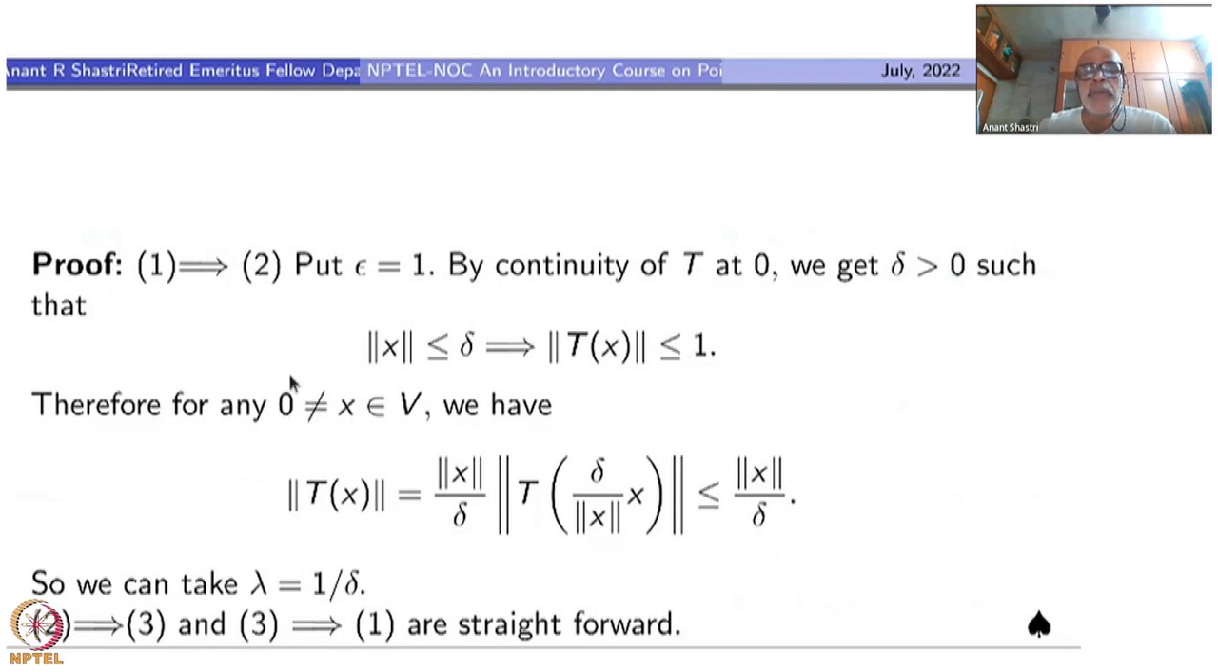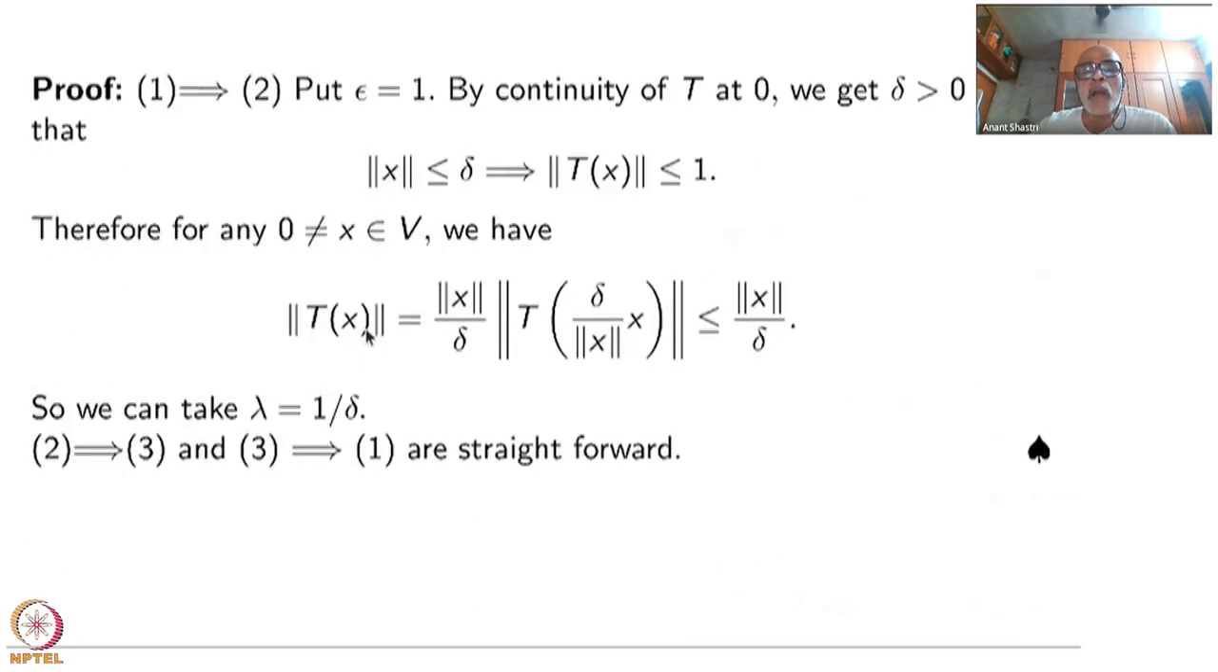Therefore, now you take x to be any non-zero vector. Then norm of Tx is equal to norm of x divided by delta, times T of delta divided by norm of x times x, because I have to compensate for this factor, which comes out and cancels out with this one. So this entire thing is just norm of Tx. Delta divided by norm of x has been multiplied inside here. The same thing inverse is multiplied outside here. But what is the idea of this one?